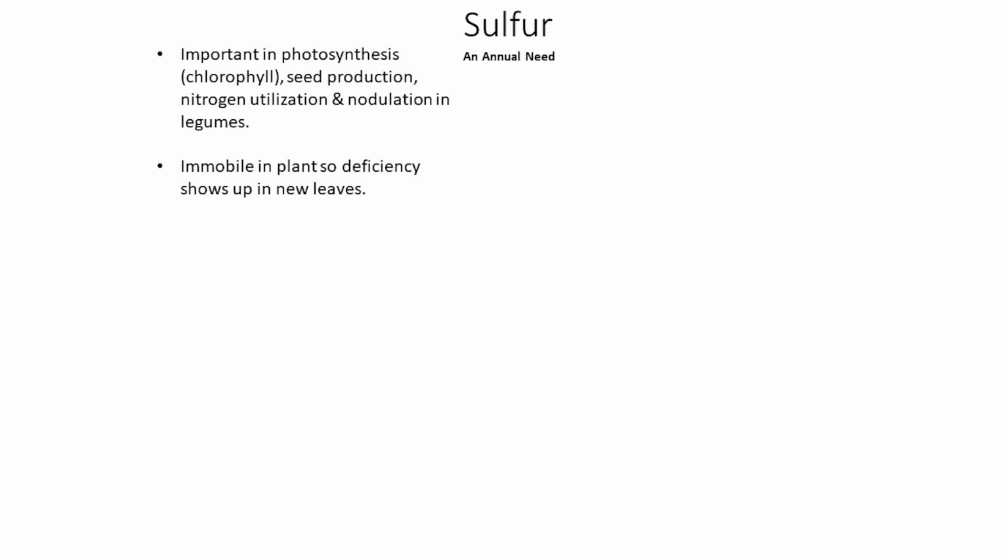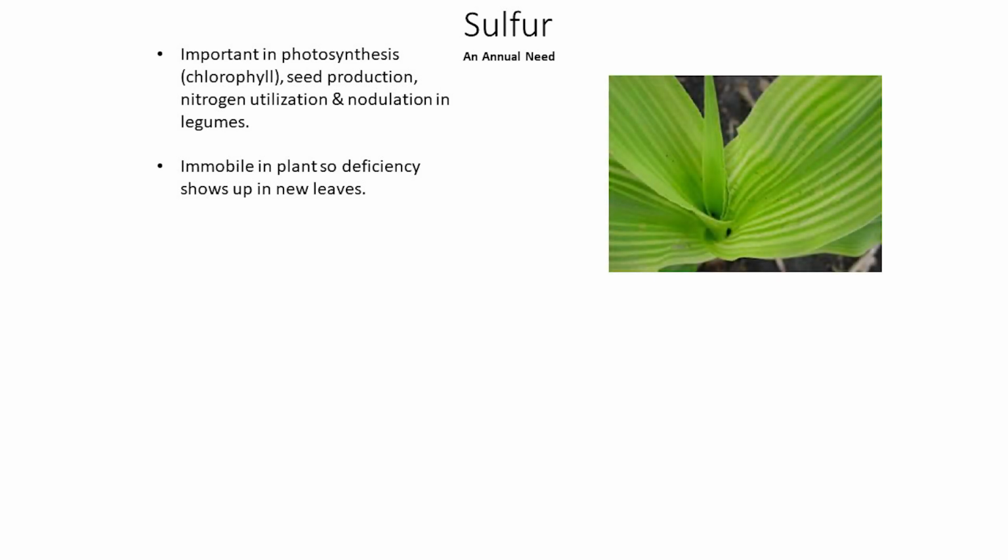So when it comes to, say, nitrogen and potassium, we usually see those deficiency symptoms show up in the lower leaves, whereas immobile nutrients such as sulfur are going to show up in the new leaf development. And you can see from the picture there, a lot of times in the, if you want to call it, the crotch of that corn plant, you can see the typical sulfur deficiency symptomology.